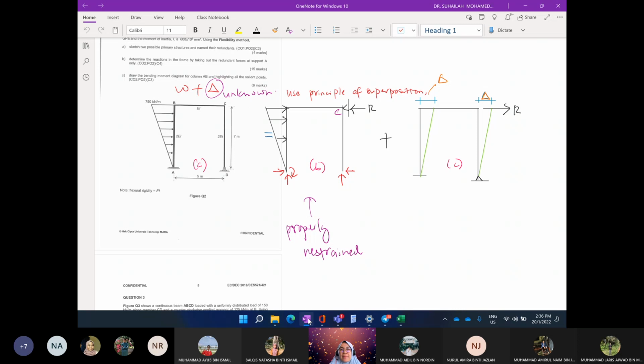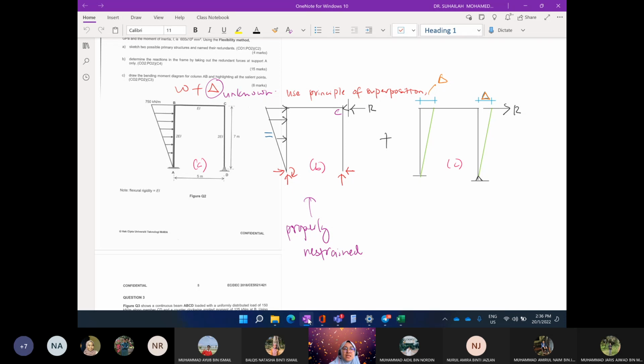So basically there are two reasons for a non-sway frame. Number one is properly restrained. Properly restrained means that there is a restraining force which comes with the support, so it is properly restrained. Number two is symmetry: symmetry due to loading and geometry.